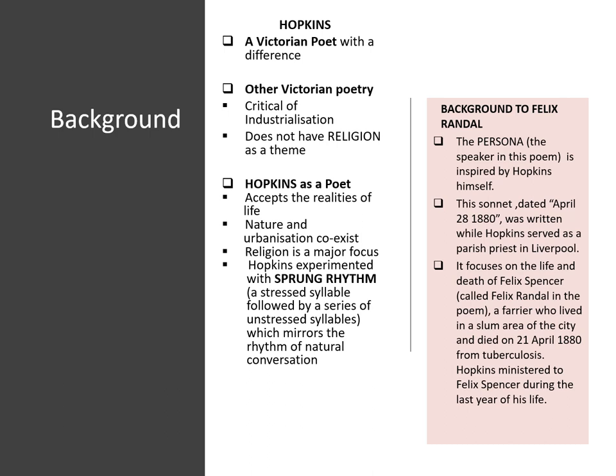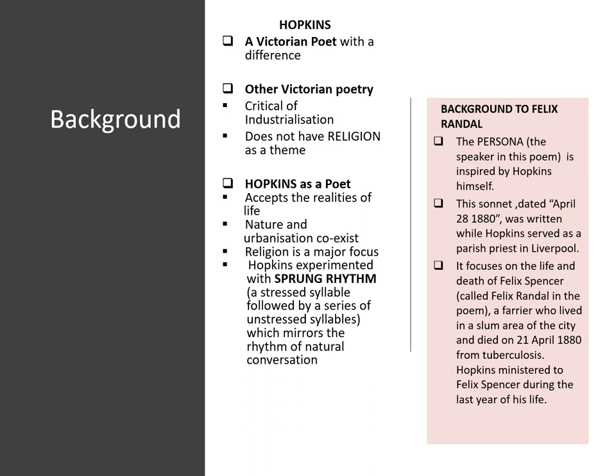The persona, who's the speaker in the poem, has been inspired by Hopkins himself. The sonnet is dated April the 28th, 1880, and it was written while Hopkins served as a parish priest in Liverpool. It focuses on the life and death of Felix Spencer, who's called Felix Randall in the poem, who was a farrier who lived in a slum area of the city and died on the 21st of April, 1880 from tuberculosis.